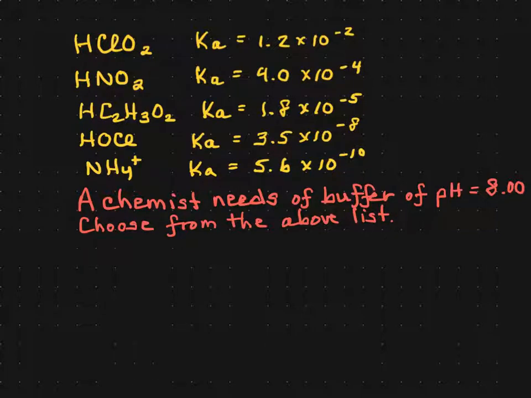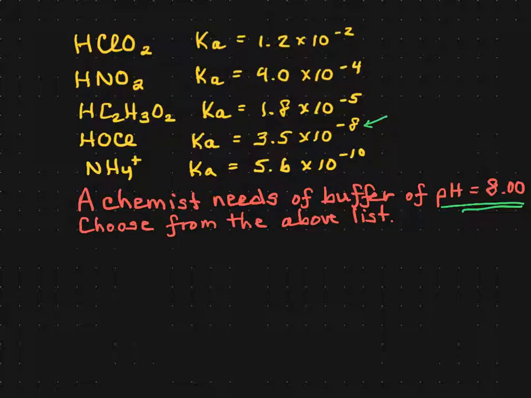We said earlier that we could make a buffered solution of virtually any pH. So how do we choose the components of a buffer system to give the desired pH? Let's say, for instance, a chemist needs a buffer of pH 8. We're going to choose from this list and figure out which weak acid and conjugate base would be the best combination. You might be able to see that pH of 8 is going to be closest to this -8.